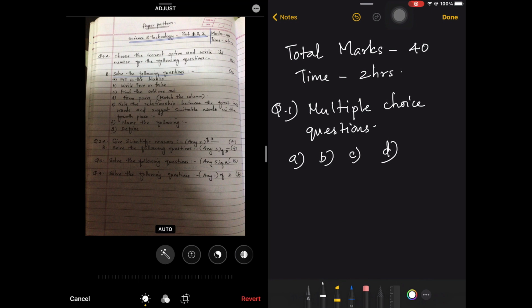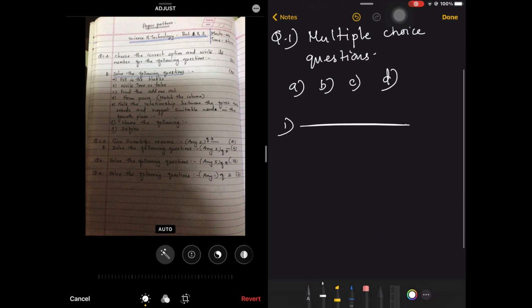Here, for example, I have written options A, B, C, D, and if your answer is option A, you have to write the alphabet A first. If the answer is B, you have to write B. You are not supposed to write the answer itself. Without the alphabet you will not get marks, so you should be very careful about it.